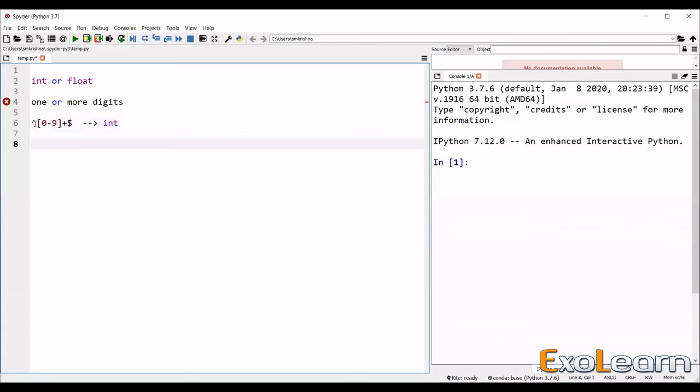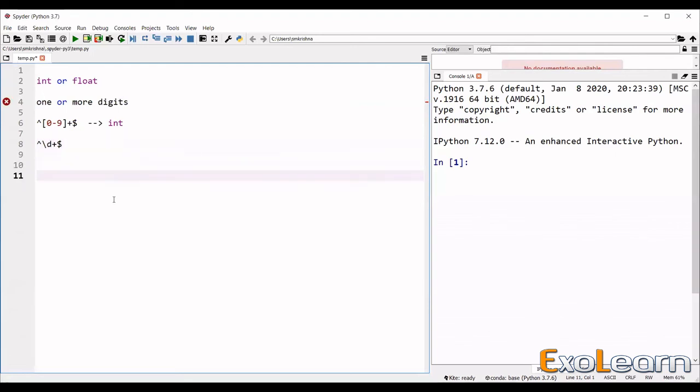Caret 0 to 9 means at the beginning there should be one or more digits, and then end immediately. In short I can write it like caret slash d plus dollar, because we have discussed already that 0 to 9 in square brackets can be written like slash d also. Now coming to floats.